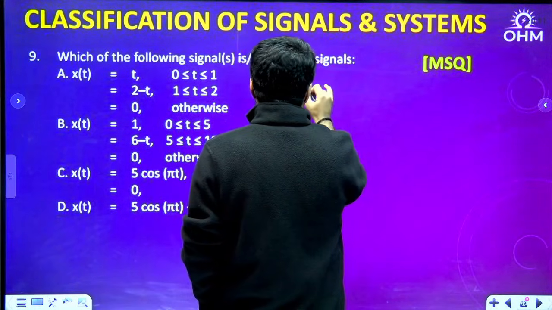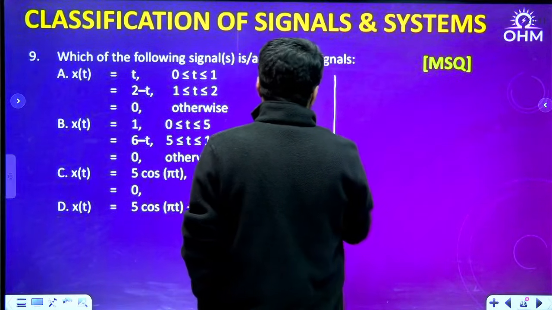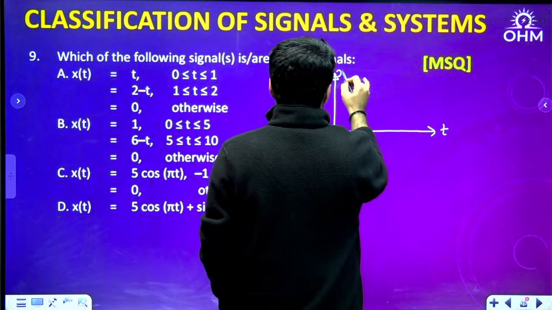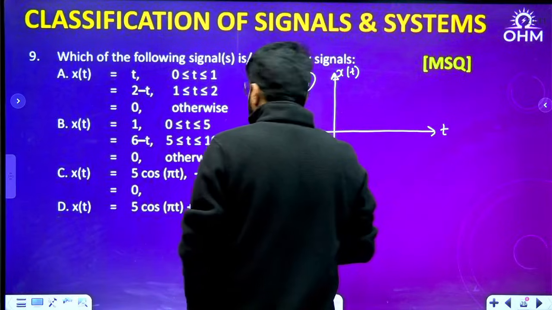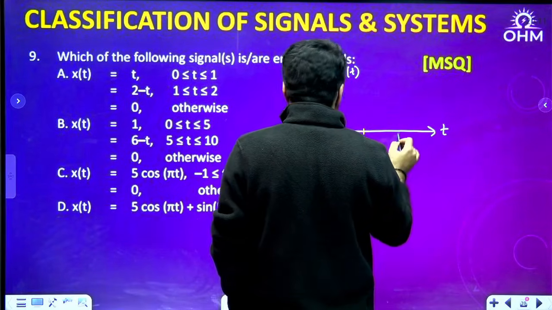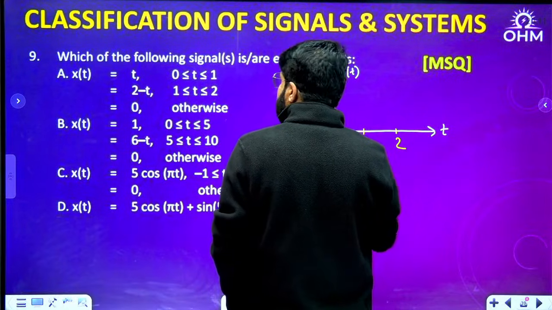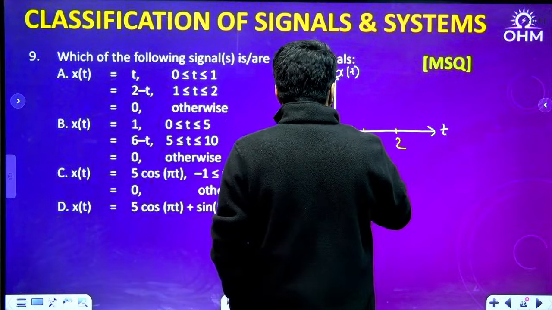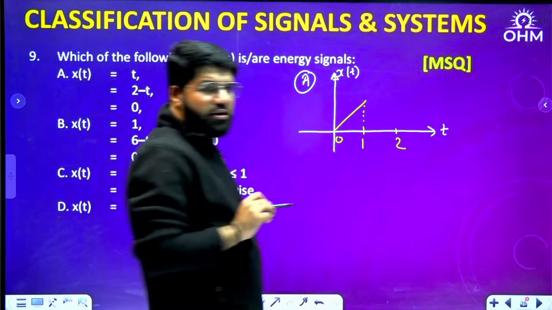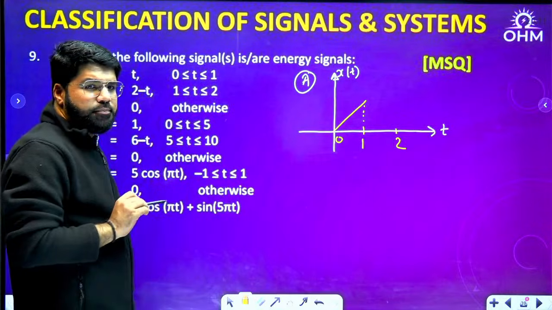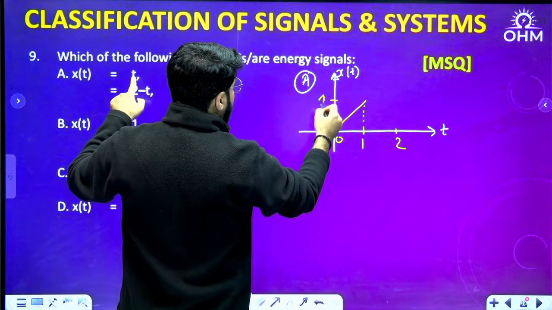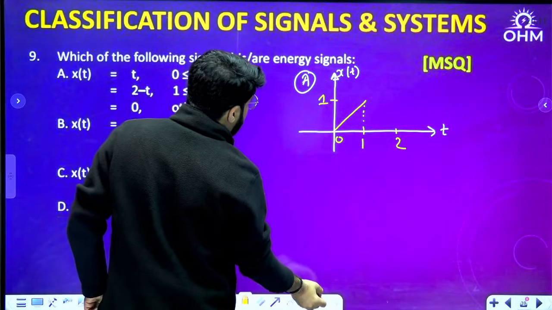The first one, option number A. A signal is an energy signal if it has finite energy. Let me see what the energy of this signal is. x(t) equal to t for t between 0 and 1, and for t from 1 to 2 it is 2 minus t. Here x(t) equal to t, y equal to x, is simply a straight line. When t equal to 1, the signal also becomes 1.